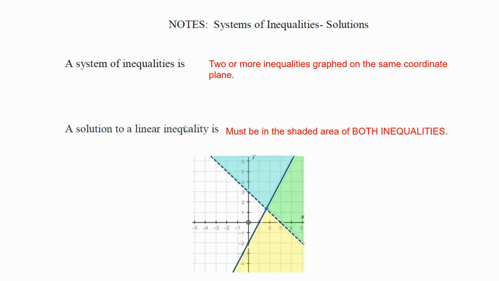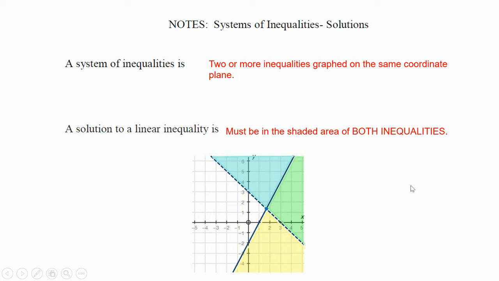Right now I have a system of inequalities graphed. I have a solid line and it looks like I've shaded everything below it, the yellow. Then I have a dotted line and I have everything shaded above it, the blue. Where yellow and blue come together, that makes green. So this is where they're both shaded. All of my solutions would have to be in this green area or on this solid blue line.